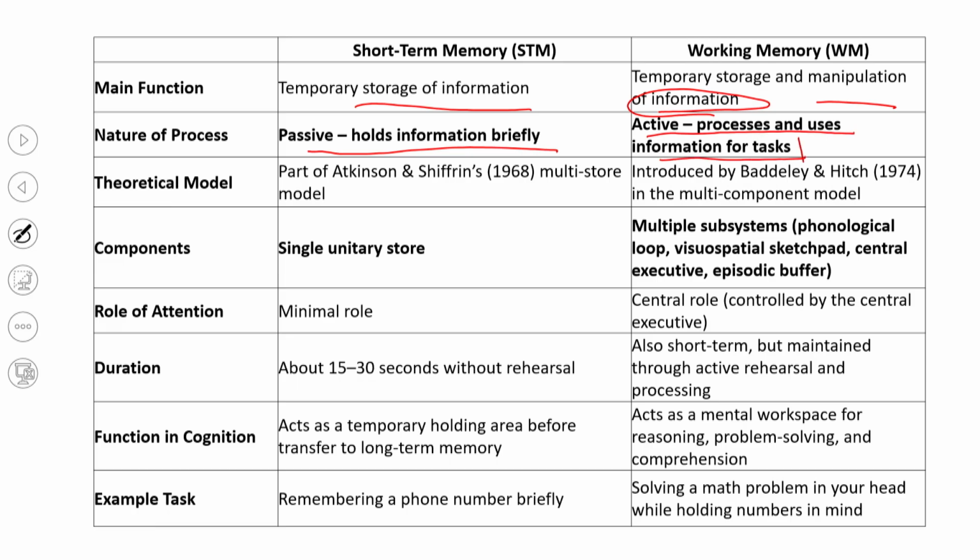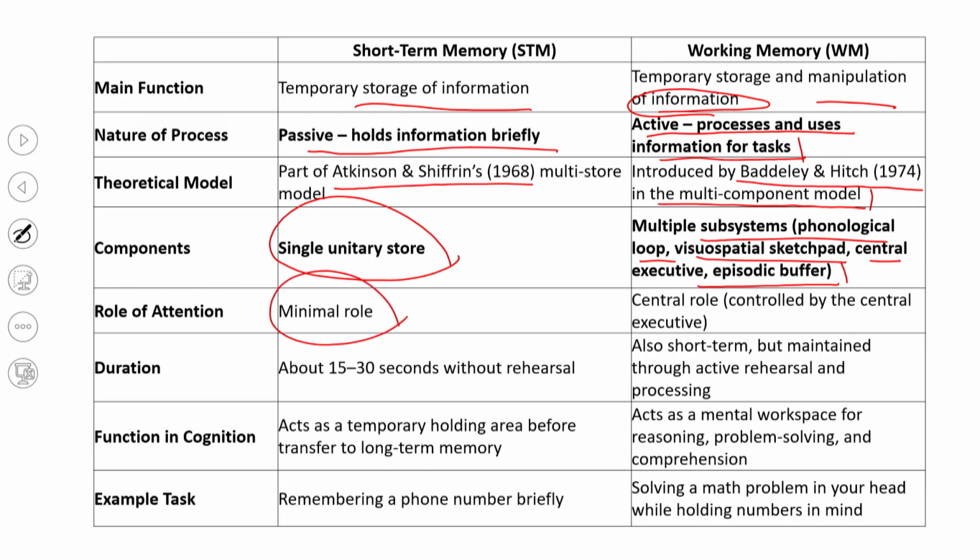Short term memory was part of Atkinson and Shiffrin's stage model that we discussed. Working memory was introduced by Baddeley and Hitch in 1974 in a multi-component model that we discussed just now. Short term memory is a single unitary store, there is no subsystem. Working memory has 4 subsystems: phonological loop, visuospatial sketchpad, central executive and episodic buffer. The role of attention is minimal in short term memory. Here it has a very central role, controlled by the central executive. Storage capacity is 15 to 30 seconds here.